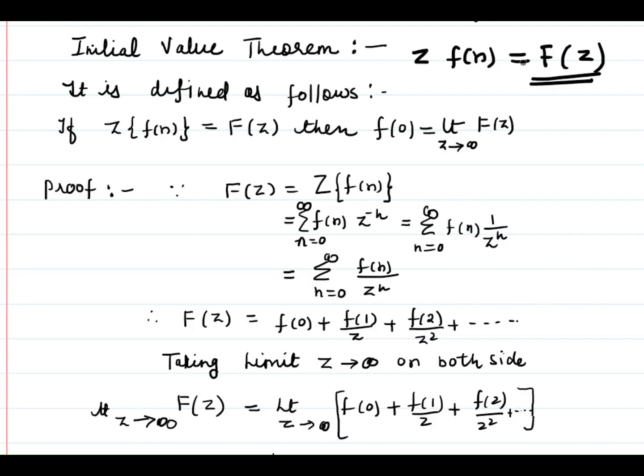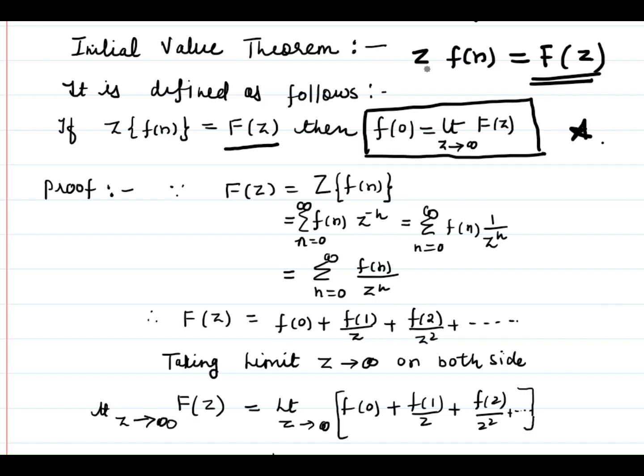So in the initial value, what we have to do, we have to take the limit z tends to infinity in the result. So if we are writing z tends to infinity in this result, means for the limit z tends to infinity f of z, we will get f of 0. So this is your initial value theorem. What is initial value theorem?